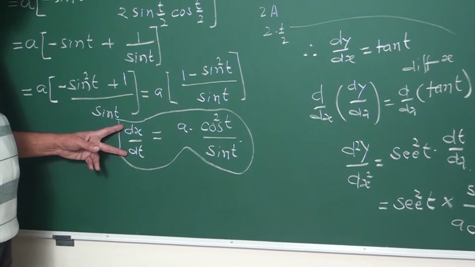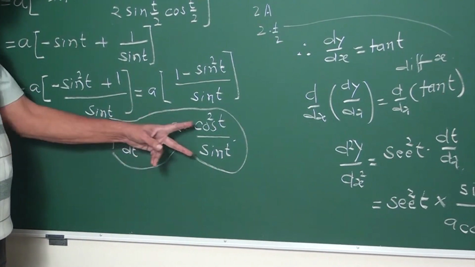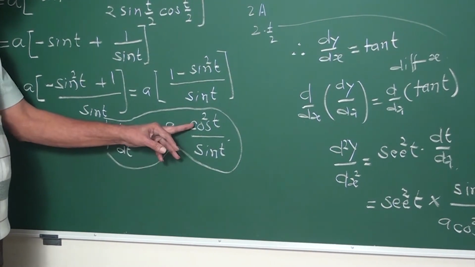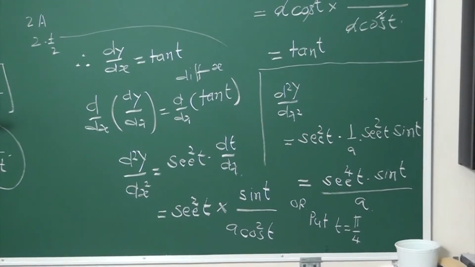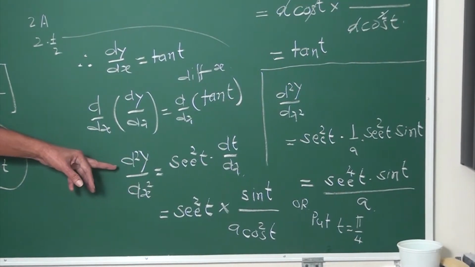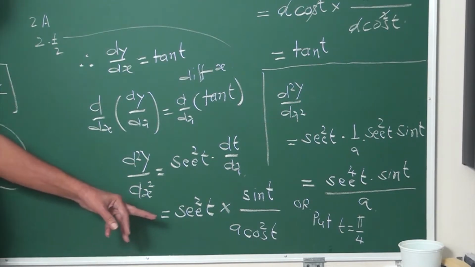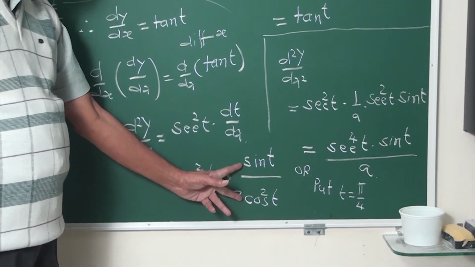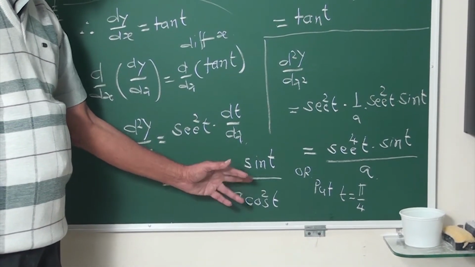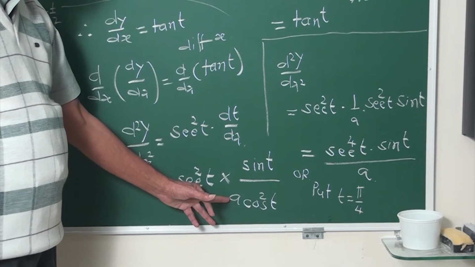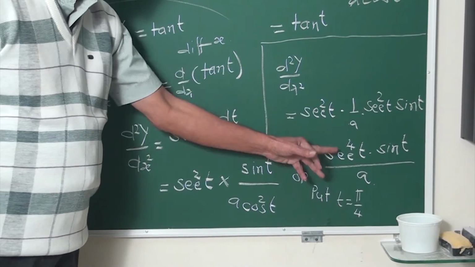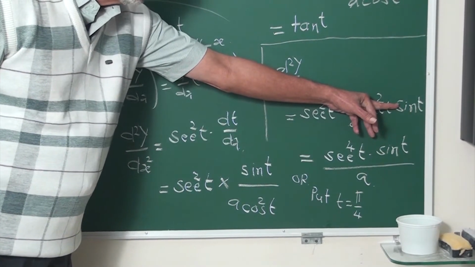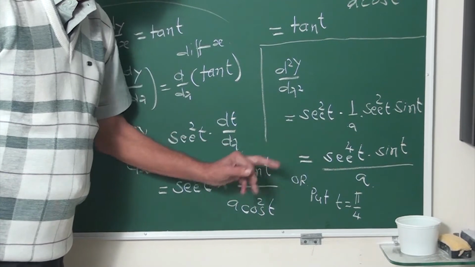dx by dt is this. What is dt by dx? Reciprocal of this. What is the reciprocal? 1 upon a cos square t over sin t, that is, 1 by a cos square t sin t. Simplify this, my friends. Now this is 1 by a. 1 by cos square is sec square, into sin t. Denominator is a. Sec square with sec square is sec to the power 4, into sin t upon a. What is this, my friend? Second derivative.